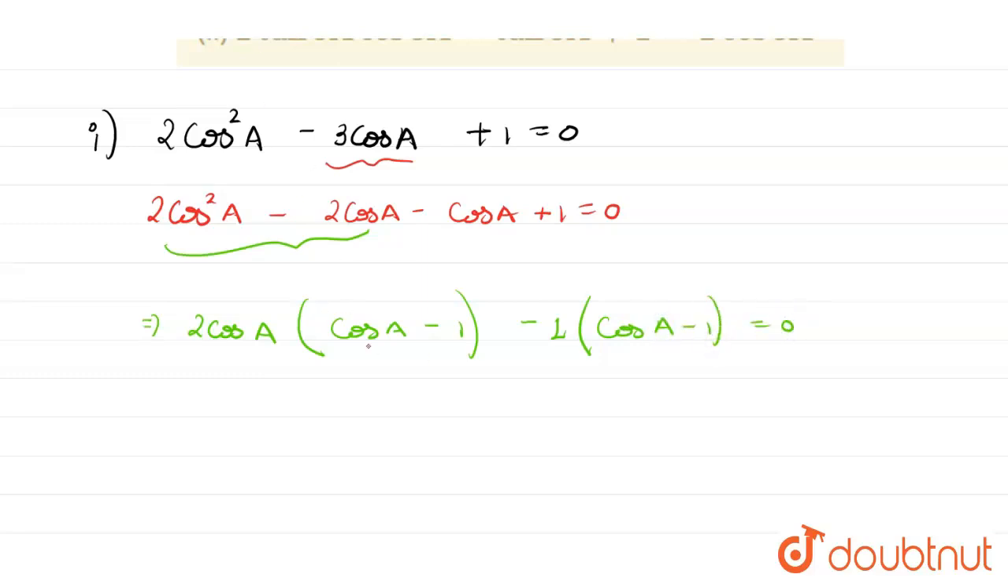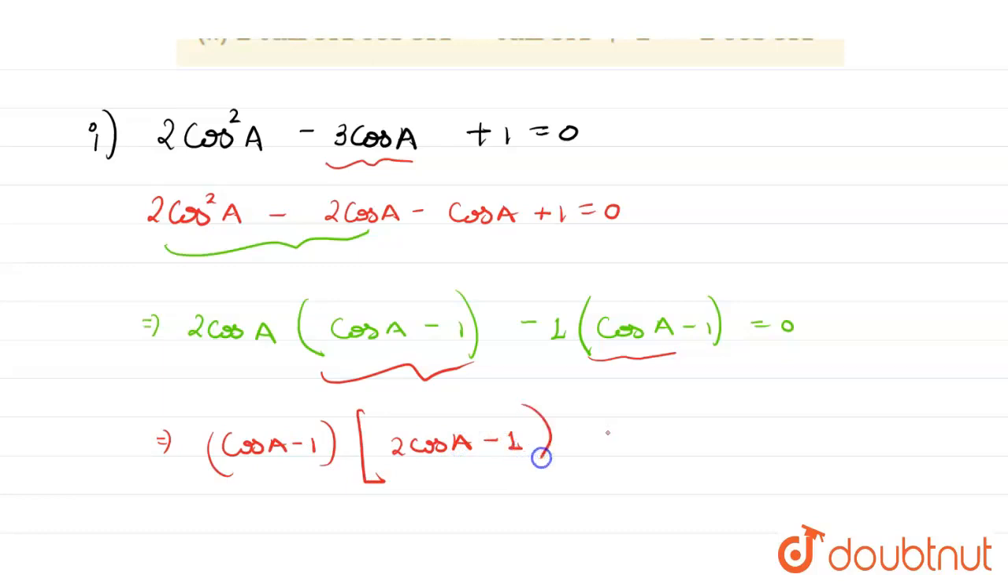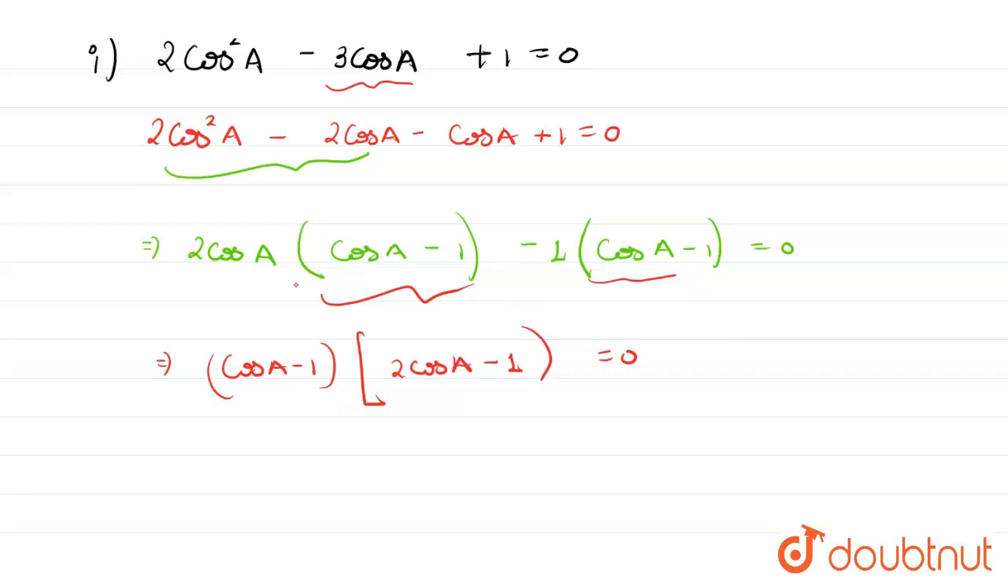Now cos A minus 1, the bracket is same in both. So we can take this out also. So cos A minus 1 is common and we will be left with 2 cos A minus 1 is equals to 0. Now from this equation we get that cos A minus 1 is equals to 0 and 2 cos A minus 1 is equals to 0.